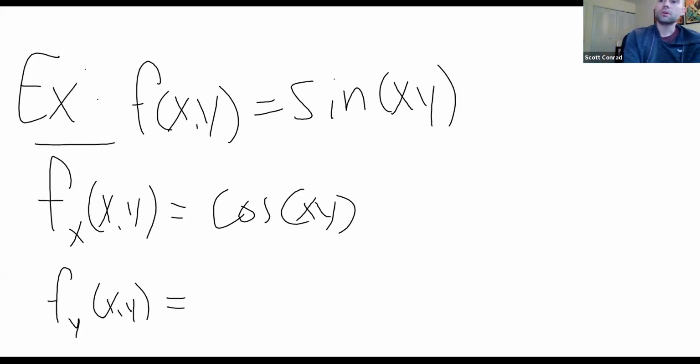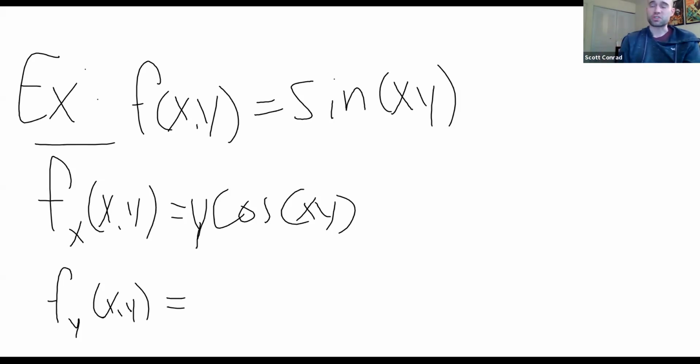But now instead of 2, our constant is just y. So we do the same process. Sine becomes cos. So it's cos of xy times the derivative of the inside. So y is a constant. Xy becomes what when we differentiate with respect to x? Y, exactly. So the partial with respect to x is just y times cos of xy. Because that xy works just like you're multiplying x by a constant, and it's the same process.